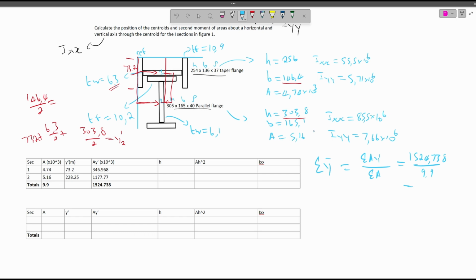Then our wiper, we're getting 154.014 millimeters from the top. This is very important because that's where our reference point is. It's from the top. Now we have our wiper. To calculate our H, our H is the sum of wiper minus the individual wiper.